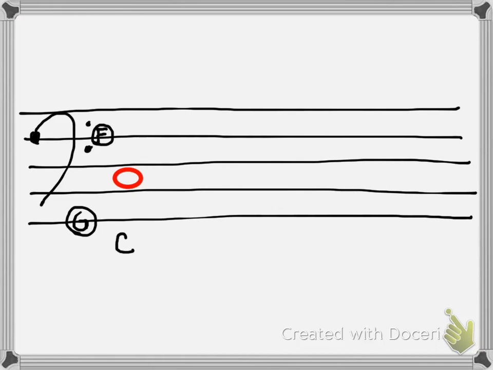Now let's try another one. Let's try one right above the staff, just sitting right there. That's going to be B. Let's try another one. Let's go just right directly below the staff. That will be F.